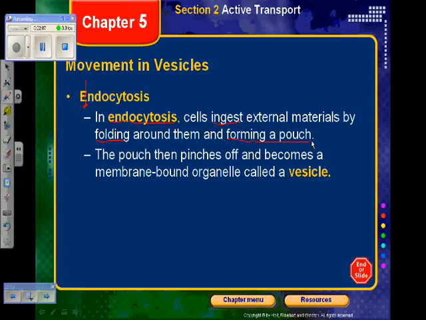And then this pouch will pinch off and become a vesicle. We learned in chapter 4 what vesicles were. Vesicles were just a membrane-bound sac that brings things around the cell. Remember, vesicles came off of the Golgi apparatus. Vesicles came off of the endoplasmic reticulum. So a vesicle is just something that holds something. A lysosome is an example of a vesicle.